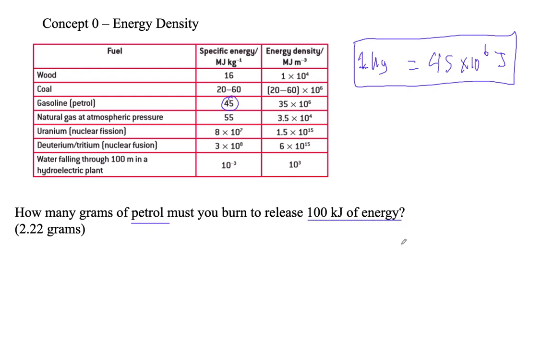So then the question is, how much mass do you need to create or release 100 kilojoules of energy, right? So there's kind of a formula, but it's not really in the data packet, so we just have to scratch our head. But this is the idea, right? The energy is the mass times the specific energy, okay? It's a bit like phase changes or something like that, right?